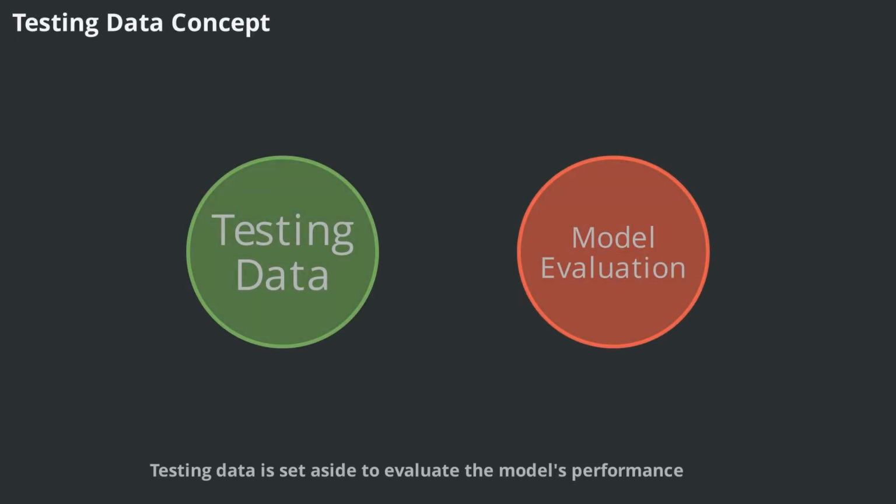Testing data is set aside to evaluate the model's performance. It is never shown to the model during training, ensuring an unbiased assessment of how well the model can handle new, unseen data. This is crucial for understanding whether your model will succeed in the real world.